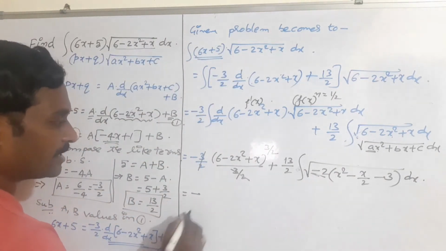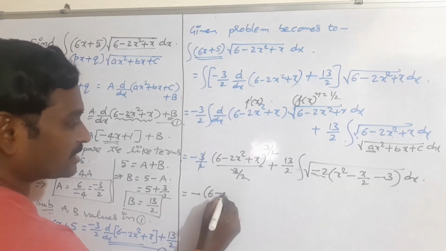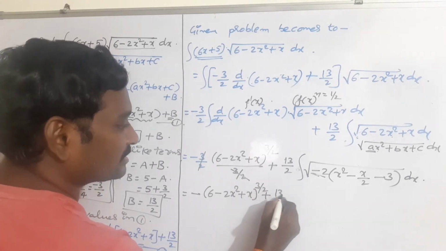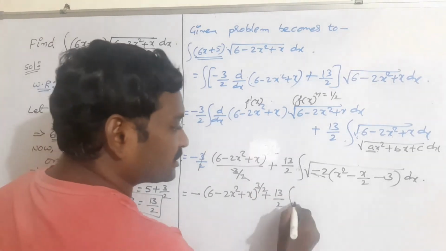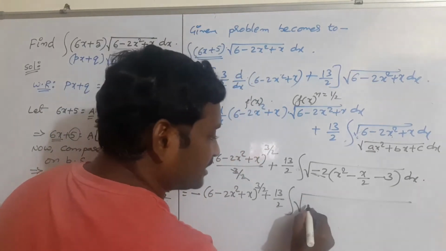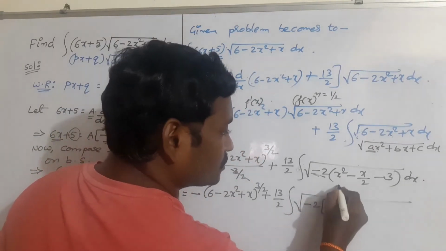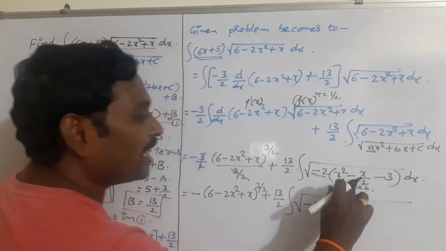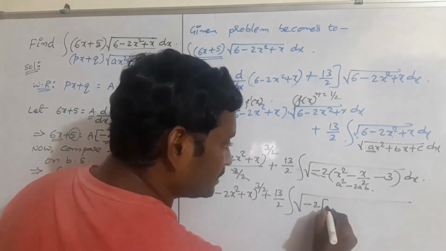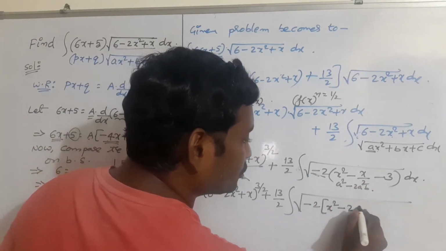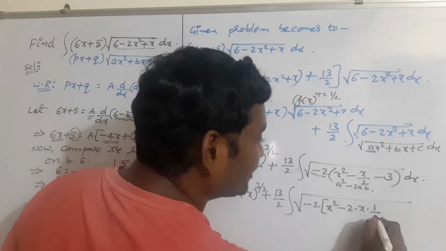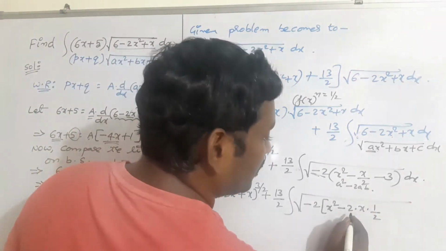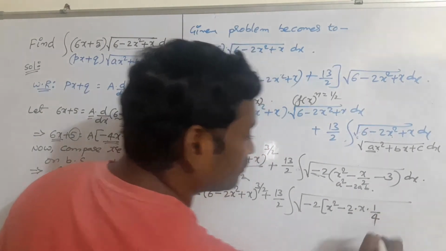Here we are observing that 3 by 2 getting cancelled. Simply you will get minus of (6 minus 2x square plus x) whole power 3 by 2 plus 13 by 2 of integration of root over, I will write this one as minus 2 of, so this is a square and we need minus 2ab. That's why multiply with 2 and divide with 2. So you will get x square minus 2 into x into, already here we have 1 by 2. Now we are multiplying with 2. That's why here you will get 1 by 4.